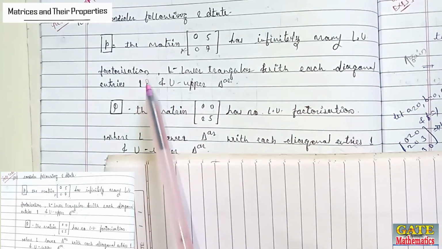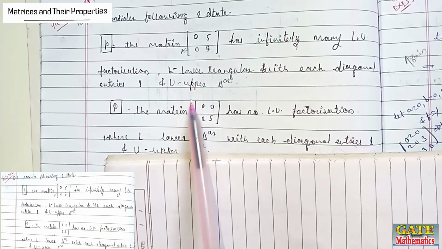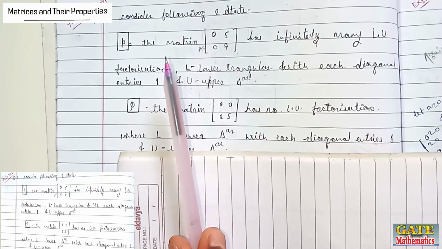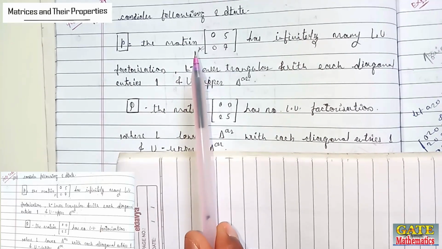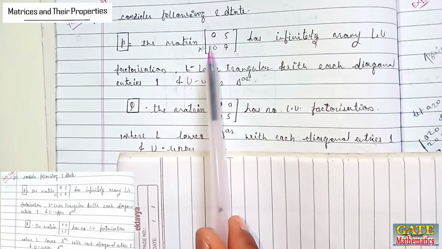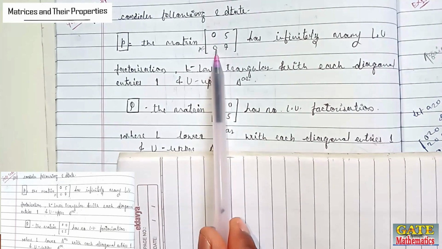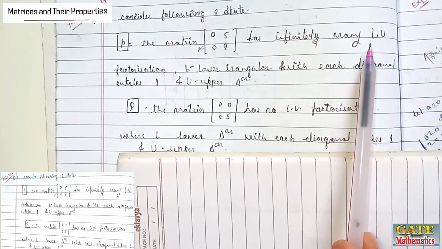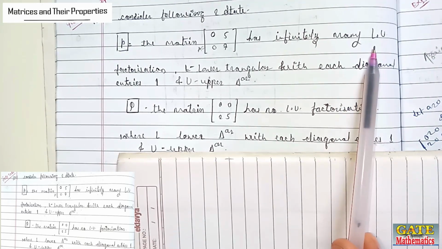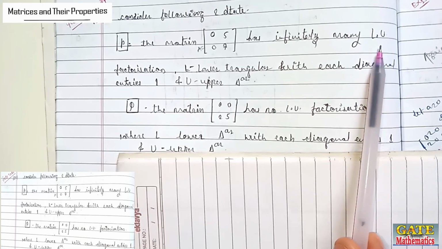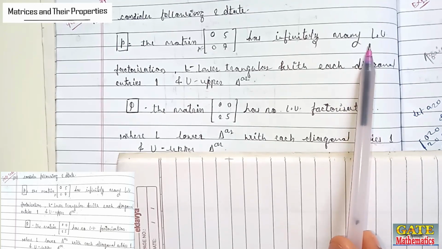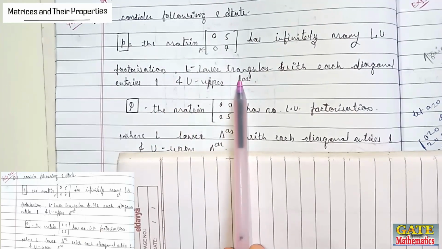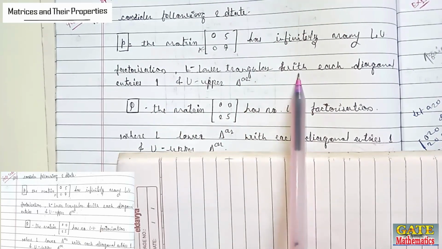We have to tell which one of the statements is correct. Statement P says that a 2 by 2 matrix is given. Consider the matrix 0, 5, 0, 7. The matrix given in our question has infinitely many LU factorizations, where L means lower triangular matrix and U means upper triangular matrix. So an LU factorization is given, where L is lower triangular and U is upper triangular.